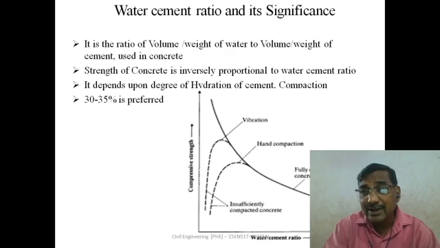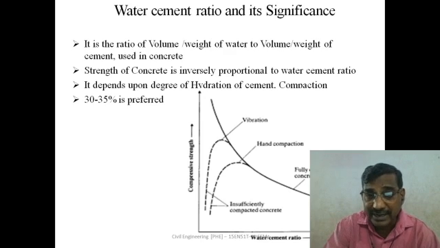To get good quality of concrete, we have to add a minimum percentage of water. Generally 30 to 35% is preferred to get the maximum quality or strength of the concrete.